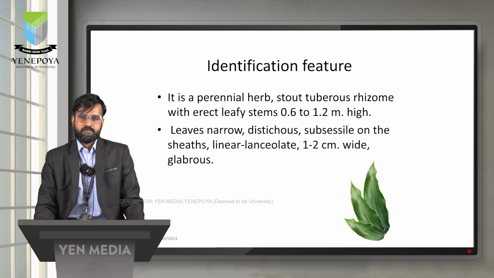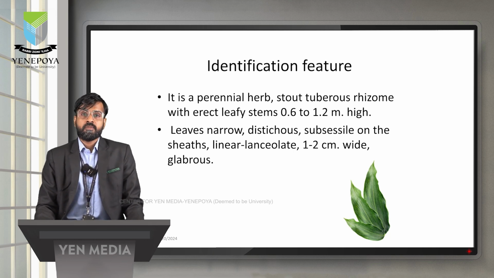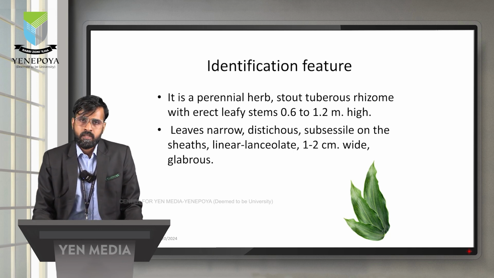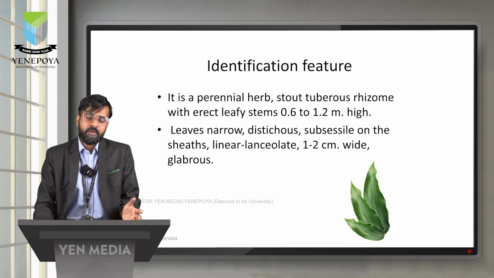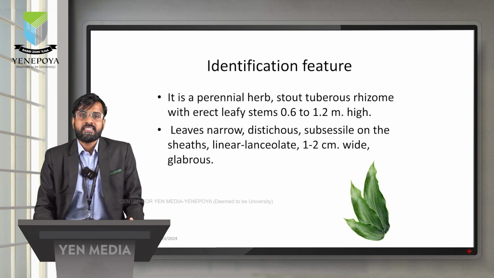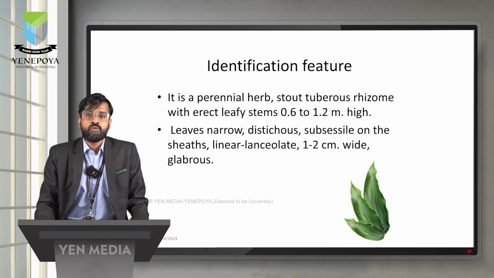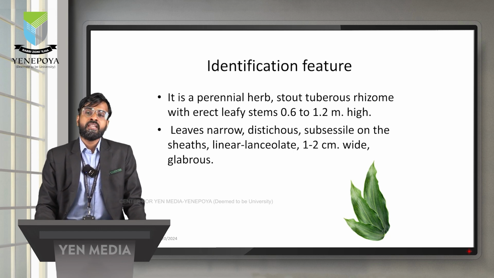Coming to the identification features, it is a perennial herb, found yearly. It is a perennial herb, and we utilize the rhizome. So the rhizome, or tuberous rhizome, with an erect leafy stem. See the leaf, it appears sessile, but it is not sessile, it is subsessile. The leaf is narrow and arranged in different layers. It is subsessile and the leaf has a sheath-like appearance also. The shape of the leaf is lanceolate and linear, elongated. It is around 1 to 2 centimeter wide, shiny, glabrous in nature. The venation follows parallel venation.